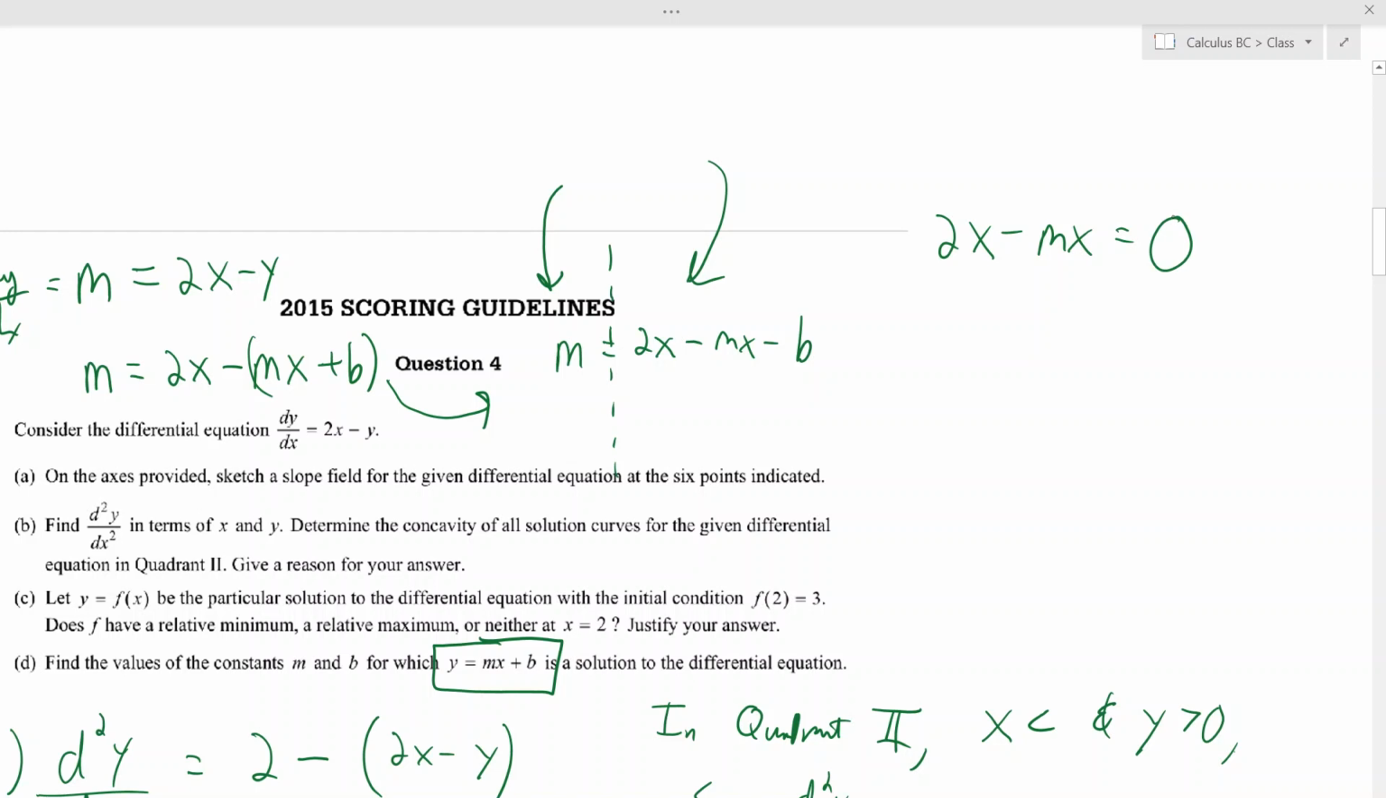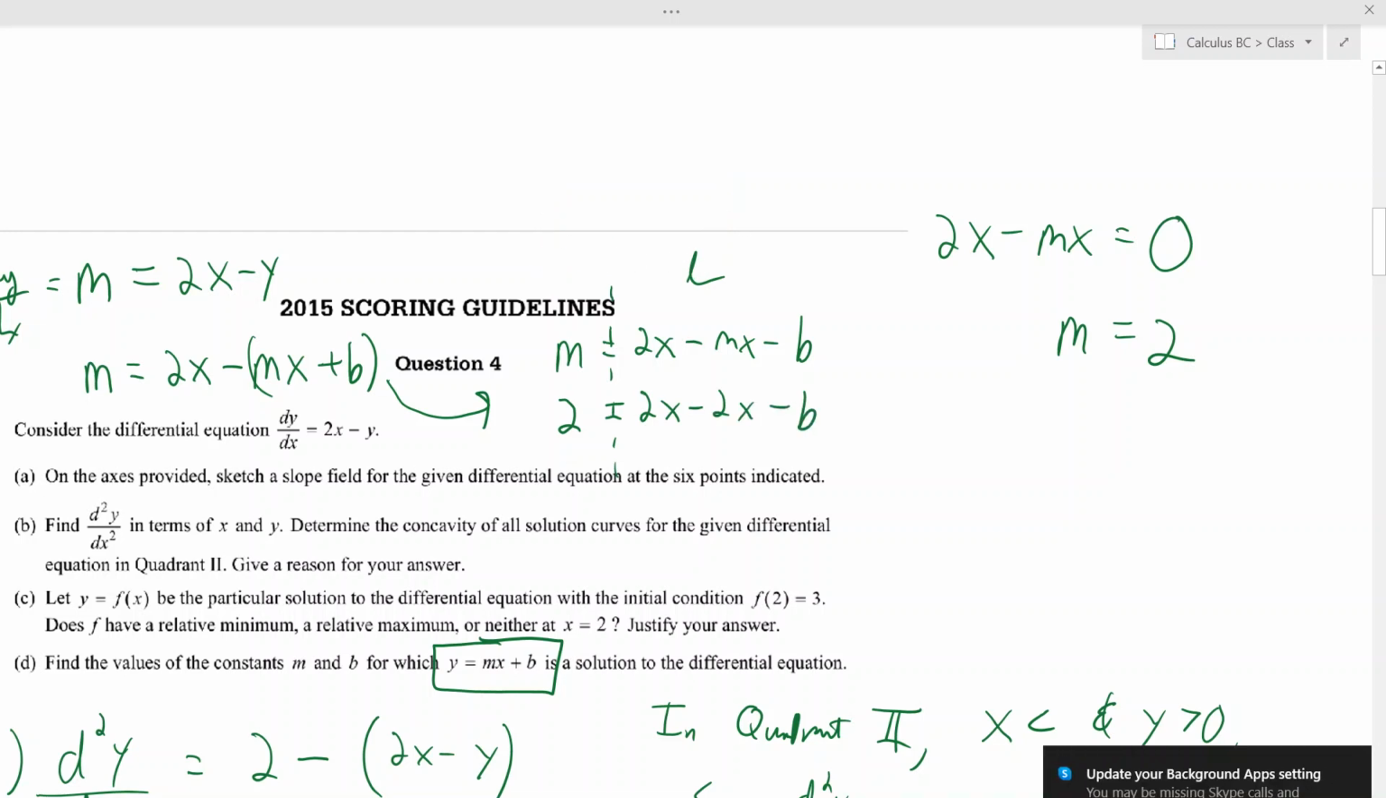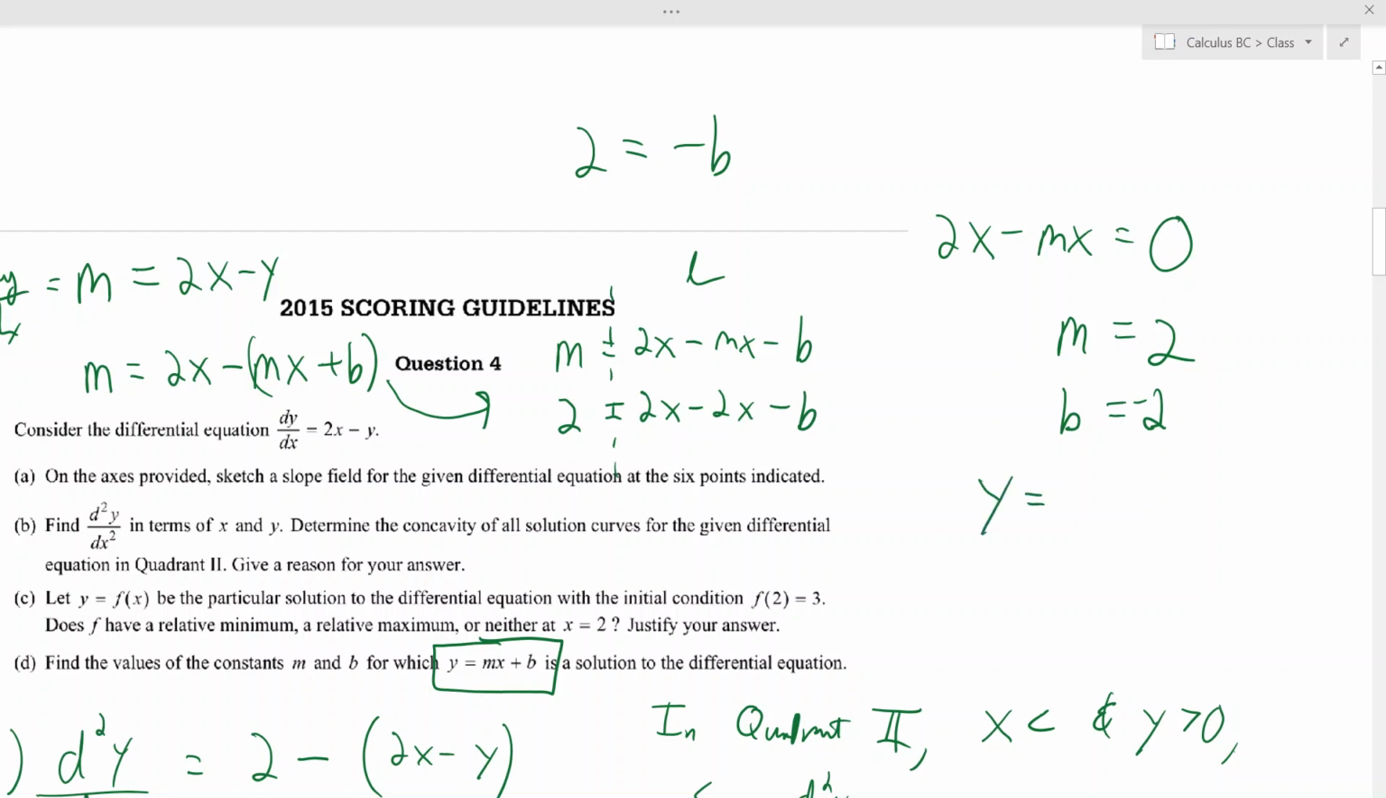Okay. Another thing to do is you can plug in any x value you want here. Imagine plugging 0 in, you're going to get m has to equal negative b. So that is also going to be part of this. But when you do this, 2x minus mx has to equal 0. You get that m had better equal 2. So now we get 2 equals 2x minus b, but that means 2 equals negative b. So m is 2 and b is negative 2. So it's 2x minus 2 is the answer to that.